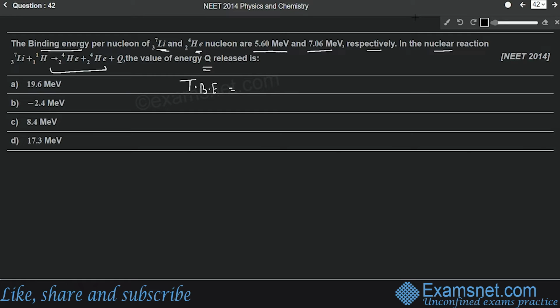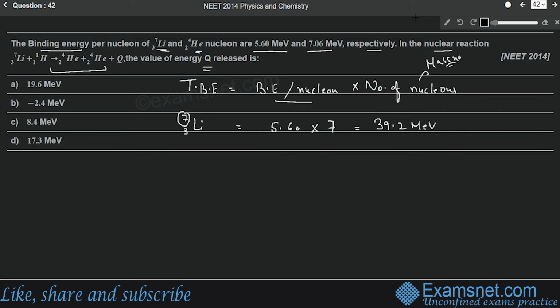is equal to binding energy per nucleon into the number of nucleons, right? And number of nucleons is equal to mass number. So for lithium 7-3, the binding energy per nucleon is given as 5.60 MeV, and number of nucleon, that is mass number, is 7. Okay, so into 7, total binding energy for this will be equal to 39.2 MeV.